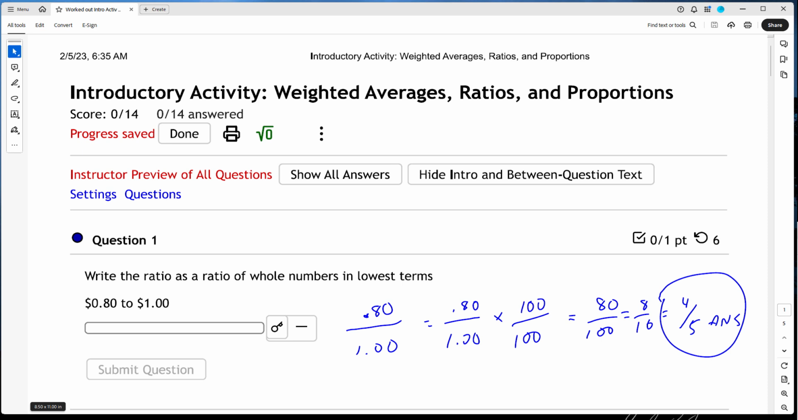So here I have a ratio of 80 cents to $1. I wrote it as a fraction. Then I cleared the fractions by multiplying the numerator and denominator by 100. And it gives me 80 over 100, which simplifies to 8 over 10, which simplifies to 4/5 for my final answer.